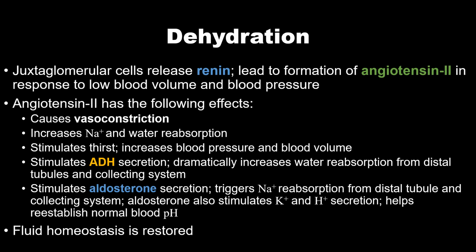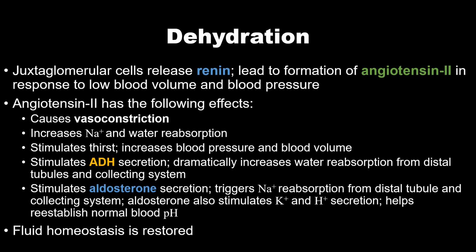Several stimuli, especially angiotensin II and the increased osmolarity of the ECF, cause more antidiuretic hormone to be released, and this is going to dramatically increase water reabsorption from the distal tubule and the collecting system. And angiotensin II is finally going to stimulate aldosterone release. Aldosterone triggers that sodium ion reabsorption, and water follows it. It also stimulates potassium and hydrogen ion secretion, and this hydrogen ion secretion helps to restore the normal pH of the blood.